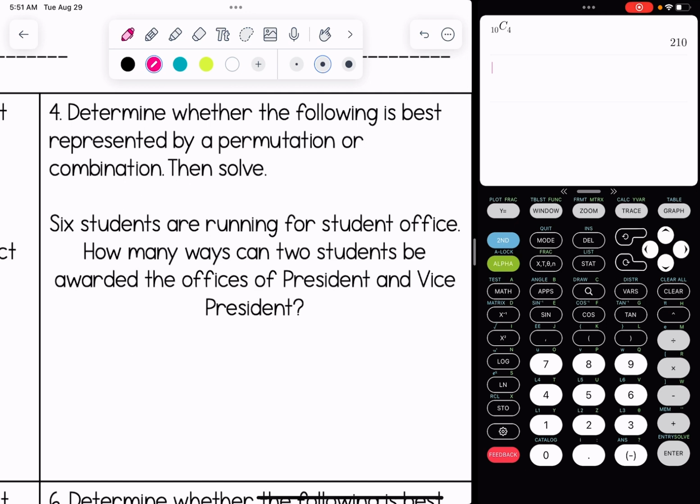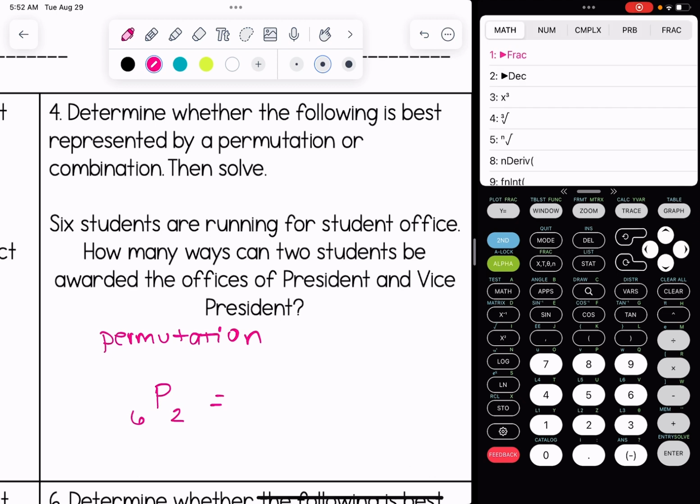6 students are running for office. How many ways can 2 students be awarded the offices of president and vice president? Well, similar to that race question before, the order matters, right? There's something distinguishing president from vice president. So we have 6 students. I think about the P in this case as pick. 6 students, we are going to pick 2. Okay, so the order matters.